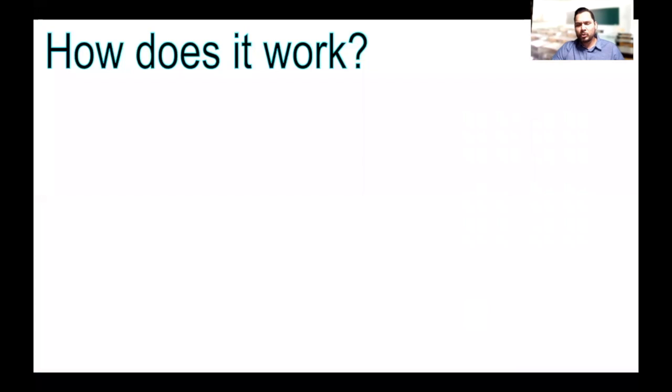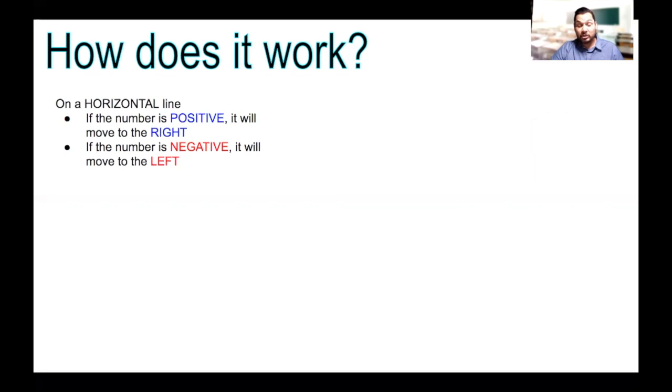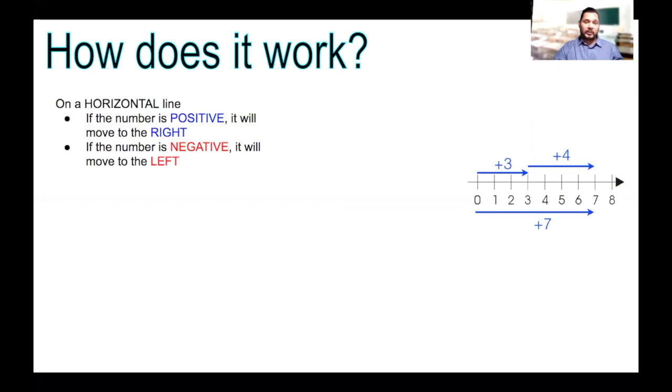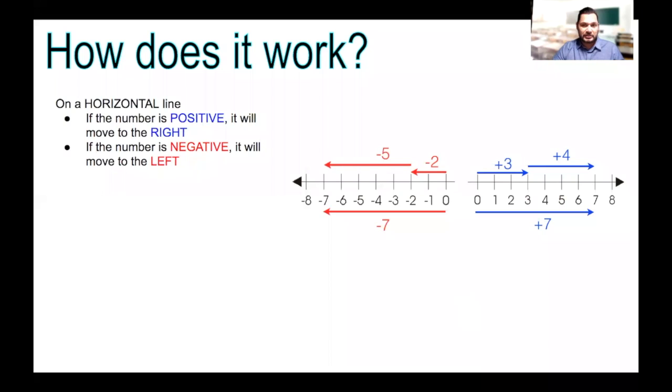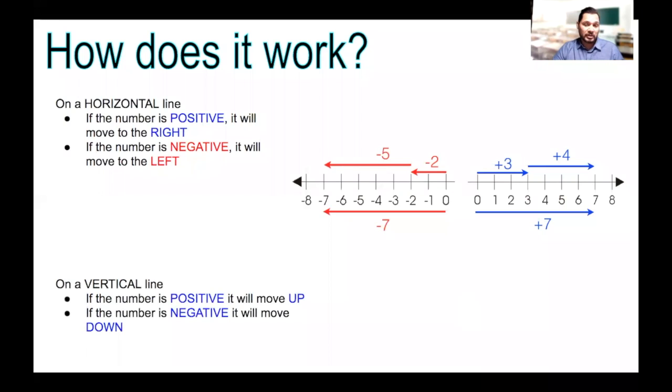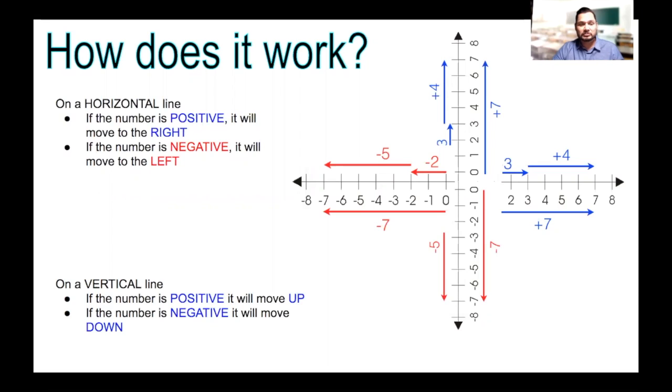So now that we know what graphing and coordinate planes are used for in real life and the definition of them, how does it work? Well, to help us understand that, let's think back to our warm-up at the beginning of the lesson. We know on a horizontal number line that when the number is positive, we move to the right. And when the number is negative, we move to the left. Now on a vertical number line, when the number is positive, we move up. And when the number is negative, we move down.